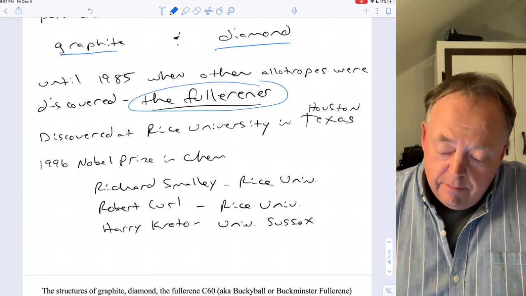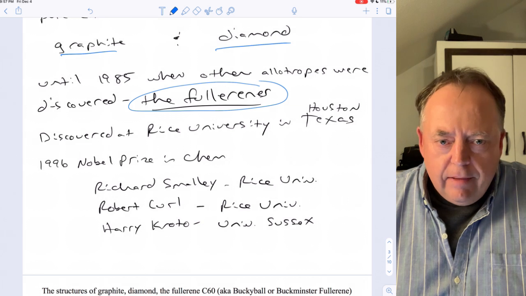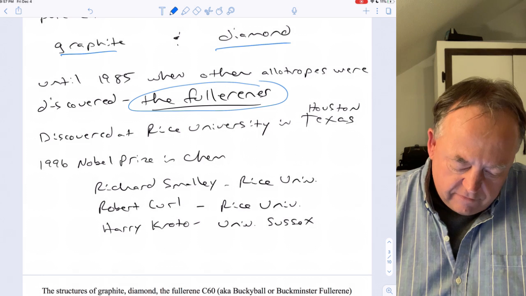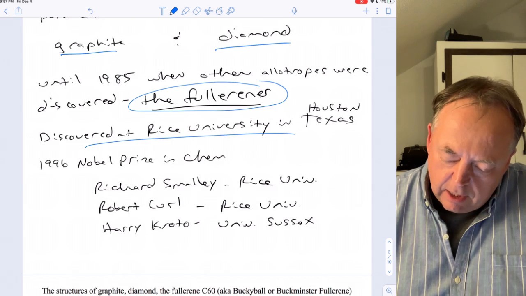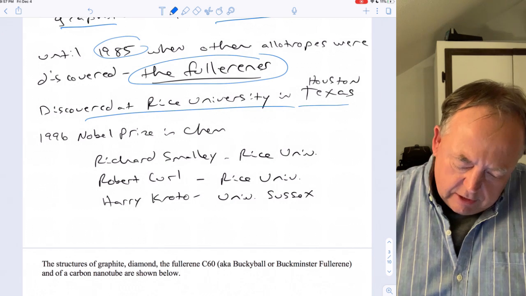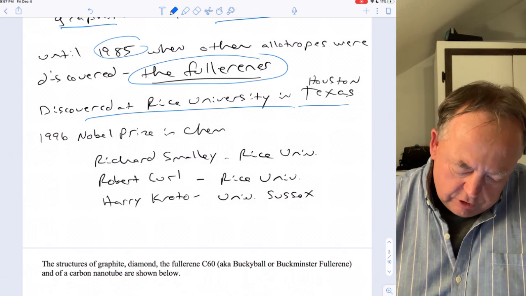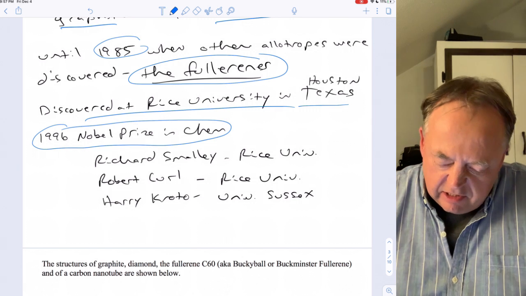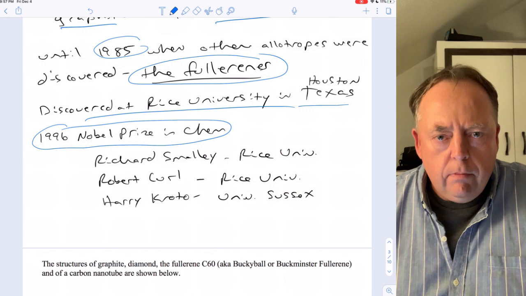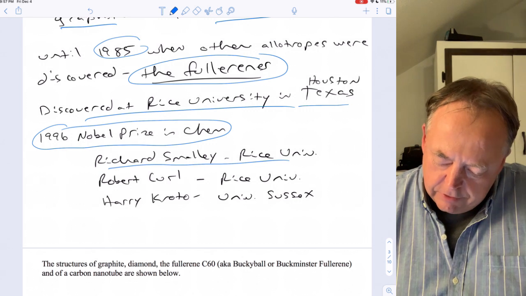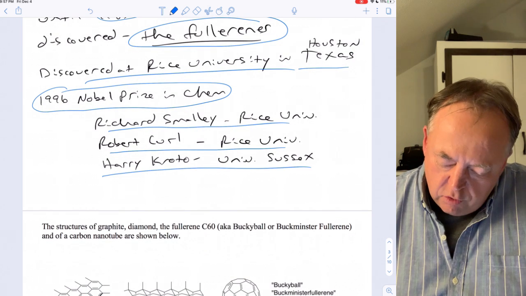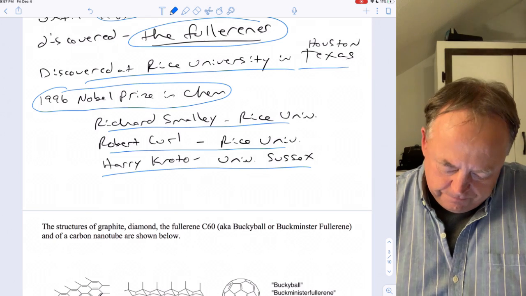So this was a very important discovery because carbon's a pretty important element. In 1985, new forms of pure carbon were found, and they were discovered at Rice University, which is in Houston, Texas. I'll show you what the fullerenes look like in just a minute. Just 11 years later, to illustrate the significance of the discovery, the scientists who discovered the fullerenes were awarded a Nobel Prize in chemistry. That was Richard Smalley, who was at Rice University, Richard Curl, also from Rice University, and Harry Kroto, who was from the University of Sussex.